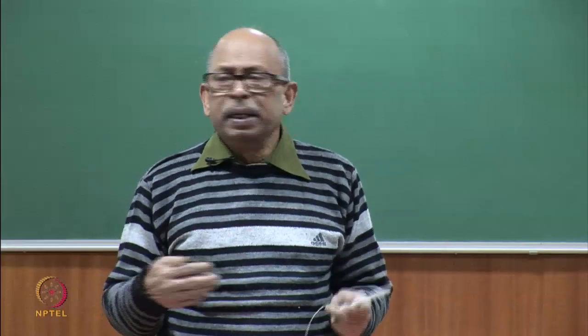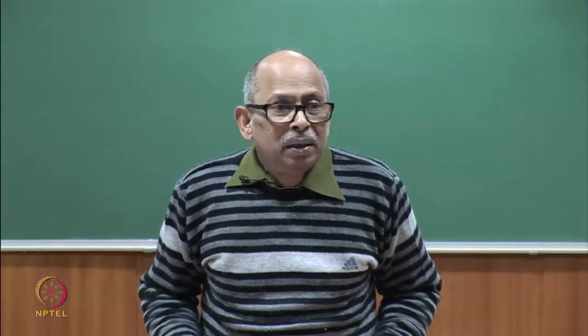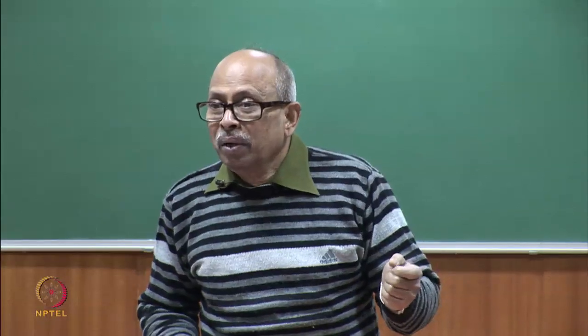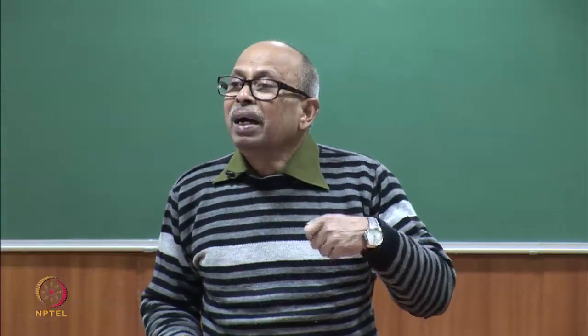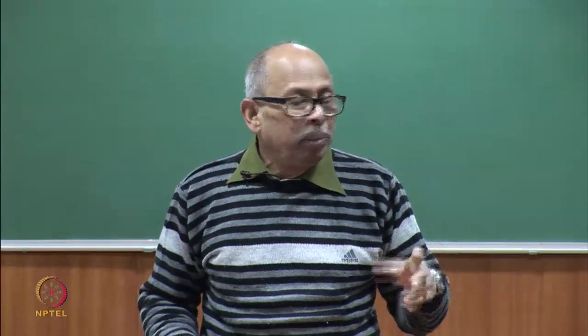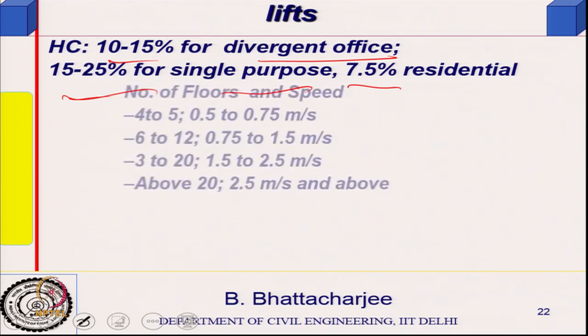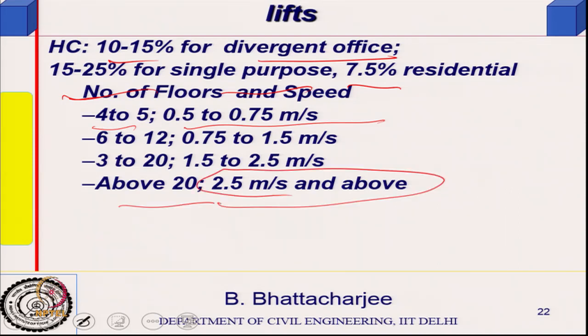At any different time they will go, and remember, the number of persons per unit floor area is much less. If you remember, 12.5 meter square per person, while in an assembly or office it will be much less area per person. So in a residential area the population density is less, and therefore this is the handling capacity. For up to 4 to 5 floors, these speeds are good enough, right. Above, 2.5 meter per second and such speed.